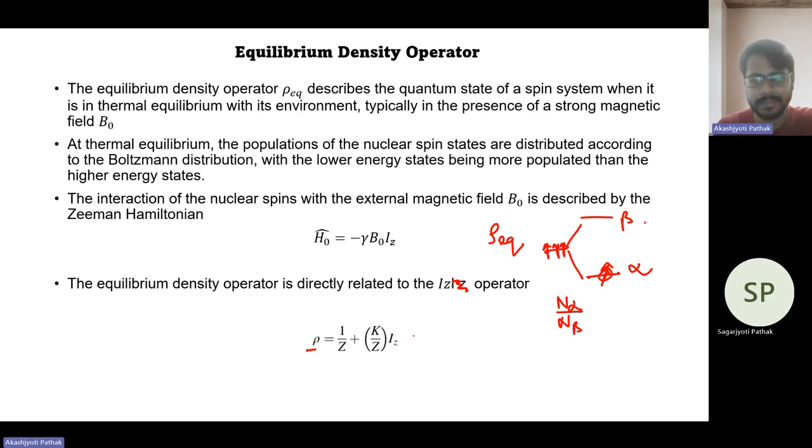So here, what is k? Where k equals gamma h B naught by kT. So what is K over here? K is the Boltzmann constant, T is the temperature, and B naught is the externally applied magnetic field.